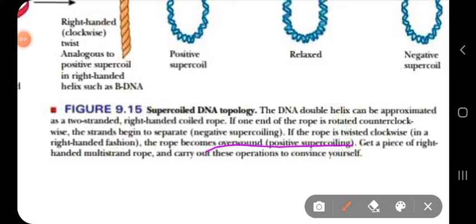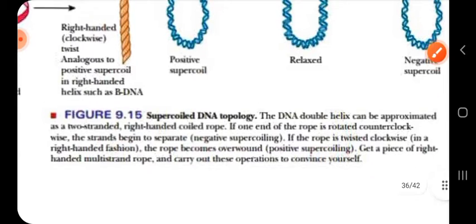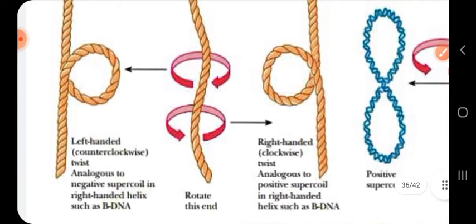Now you can do the experiment by yourself by using a right-handed multi-stranded rope and try to twist in the left direction to get the negative supercoiling phenomenon, or you try to rotate in the right-handed fashion to get the positive supercoiling concept. So it has been shown here. The left-handed counterclockwise twisting occurs, which is analogous to the negative supercoil in a right-handed helix, such as DNA.